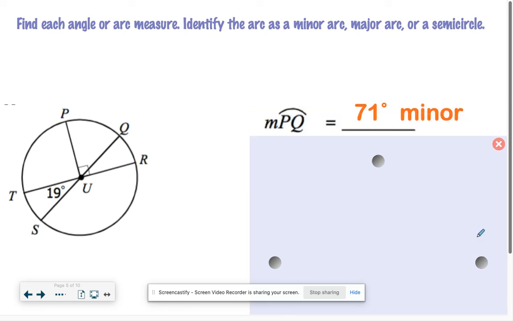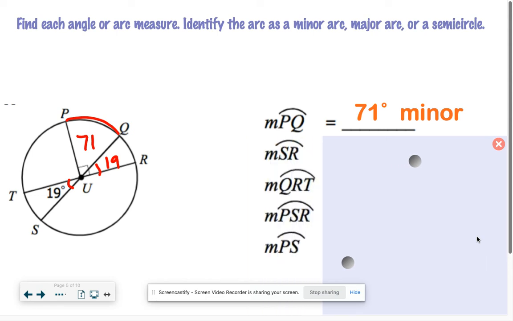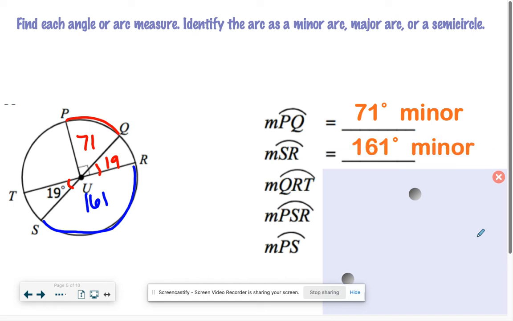PQ, this guy right here. Well, we know vertical angles, this would be 19. So 90 minus 19 would give us 71. So that is why PQ is 71, which makes it minor. SR, this guy here. So 180 minus 19, folks, should be 161, which makes it minor.